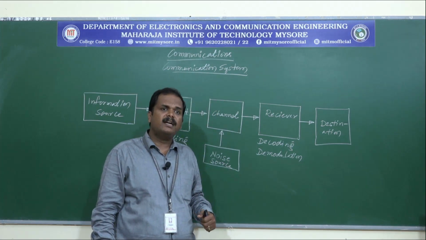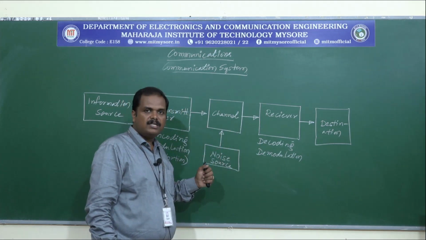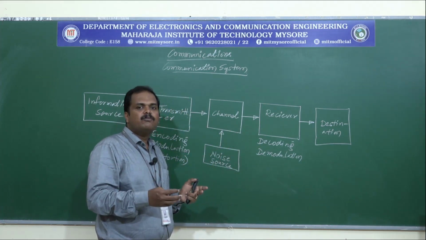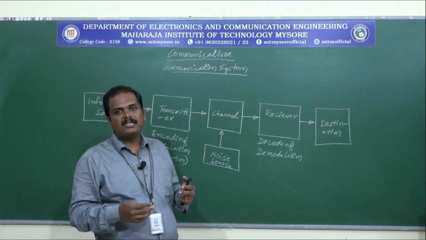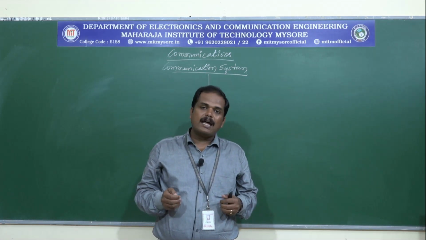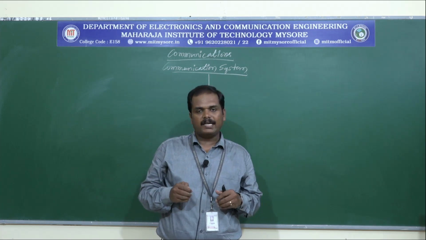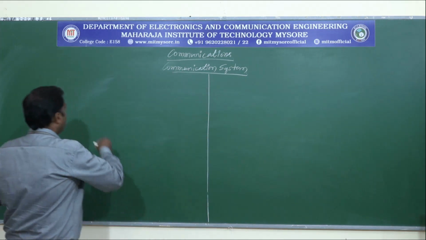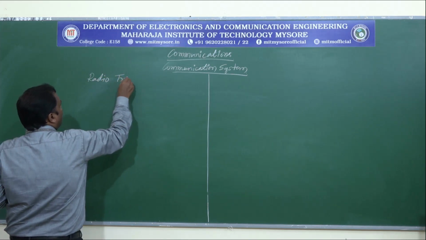Now we will understand what the transmitter and the receiver do, and the different blocks we will have in the transmitter and receiver. So now we will look into the block diagrams of a typical radio transmitter and a radio receiver. First we will get into the radio transmitter.